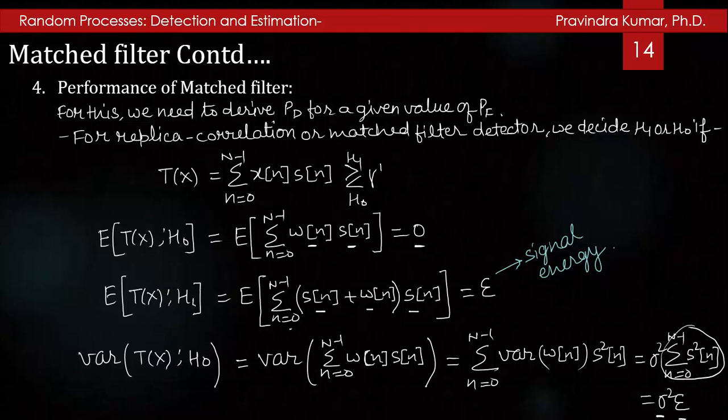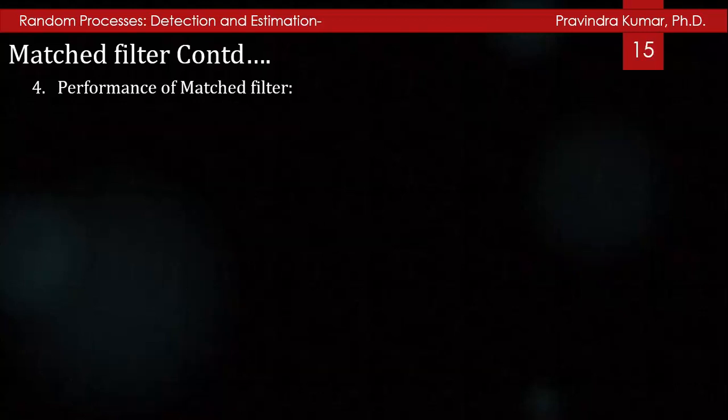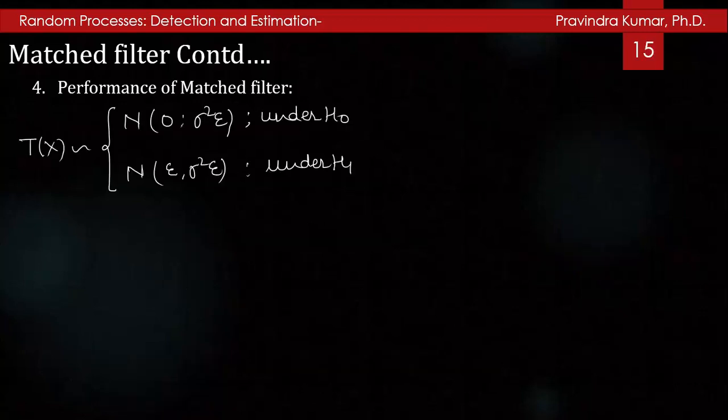Here omega n's are uncorrelated. Similarly, the variance of the test statistic under hypothesis H1 will be sigma square epsilon. Now the PDF of the test statistic under hypothesis H0 is a normal random variable with mean 0 and variance sigma square epsilon, and under hypothesis H1 it is a normal random variable with mean epsilon and variance sigma square epsilon.